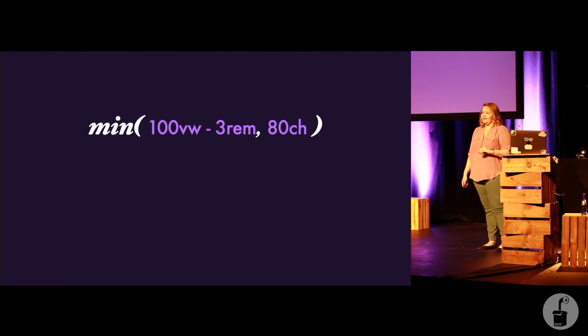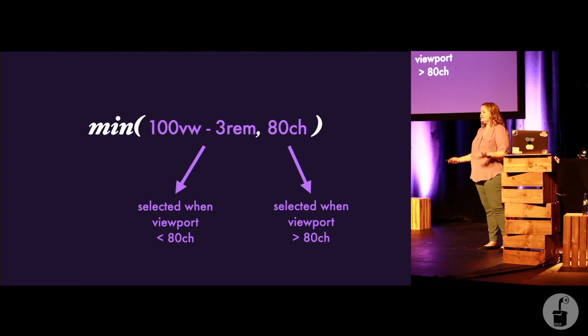Another feature of min, max, as well as clamp, is that you can do additional calculations without the need for a nested calc, as seen here. So for this definition, we're asking the browser to choose the smallest value between 100vw minus 3rem and 80ch. This results in 100vw minus 3rem being selected when the viewport is smaller than that 80ch, and 80ch being selected when the viewport is larger than 80ch.